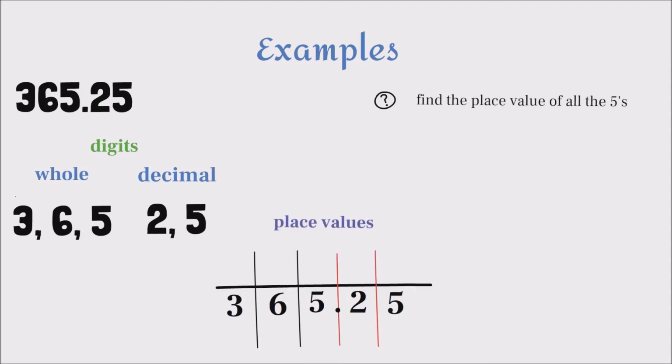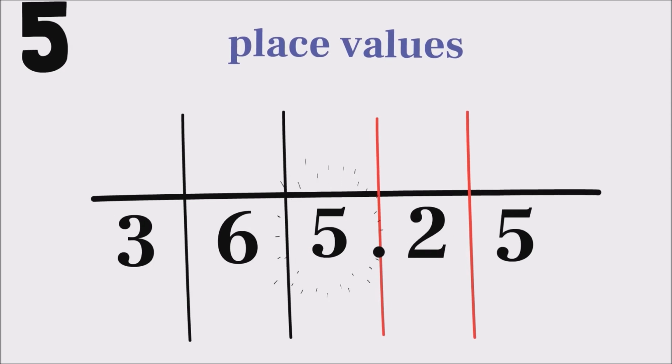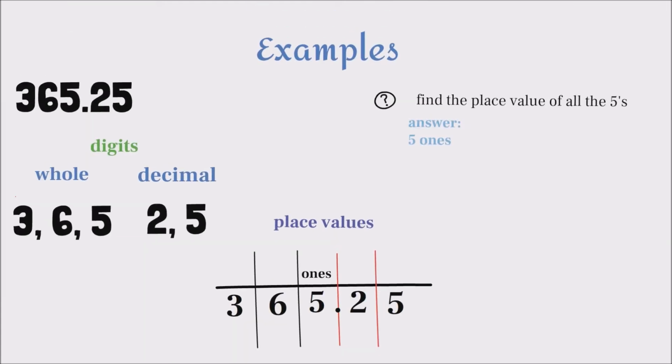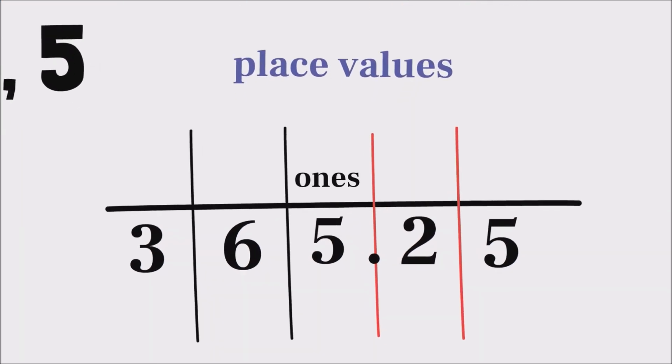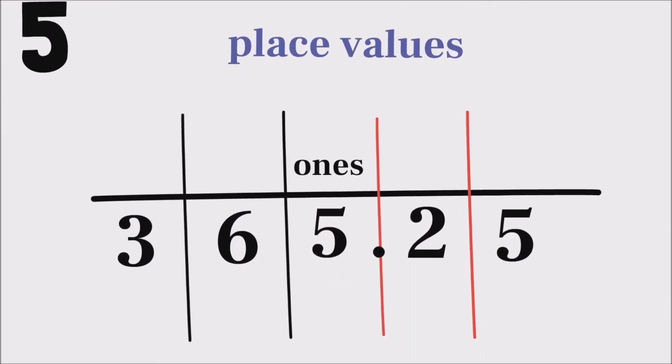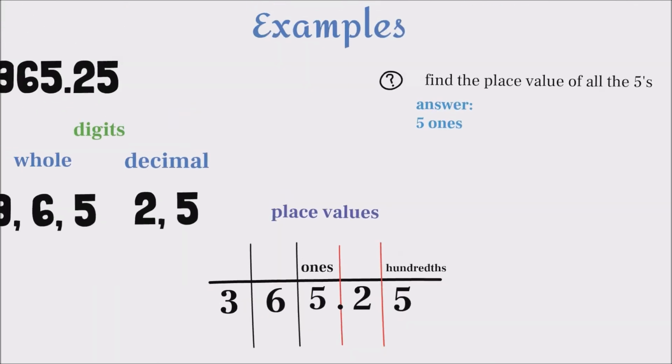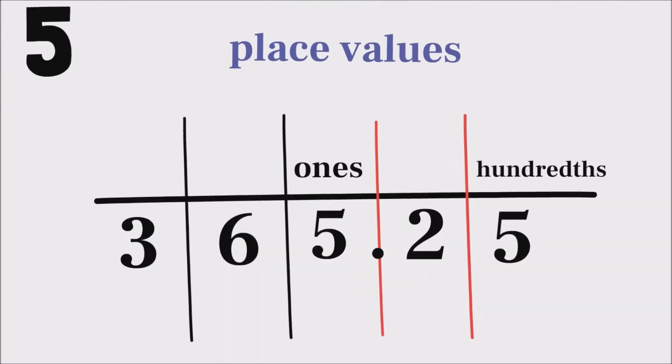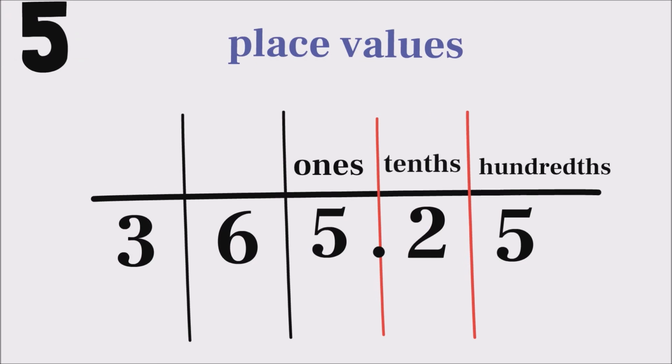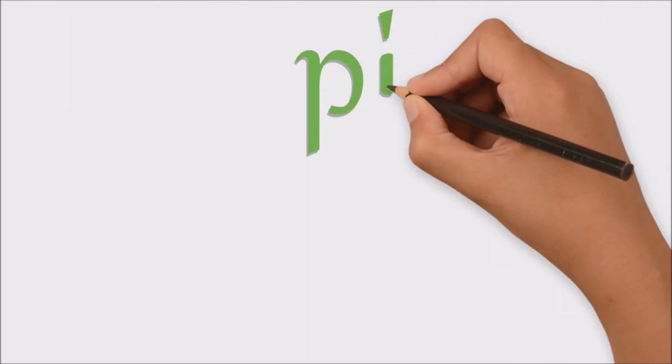The first 5 is to the left of the decimal point, and it's a part of the whole number portion. And actually, it's the first one, so the place value given to this digit is 1s. The second 5 is to the right of the decimal point and in second place, so the place value given is hundredths. How about the place value for the 2? That would be tenths. And the place value for the 3? That would be hundreds.